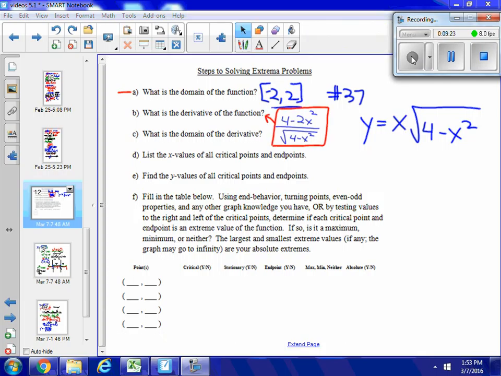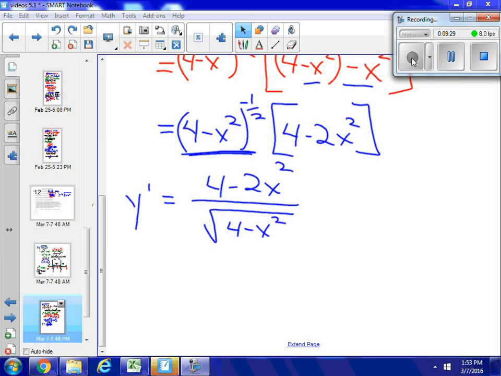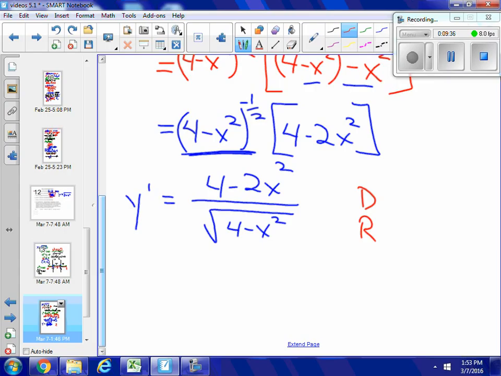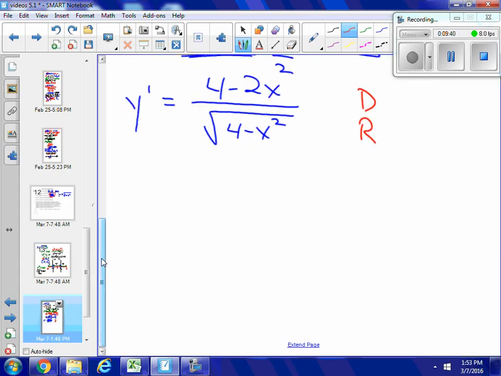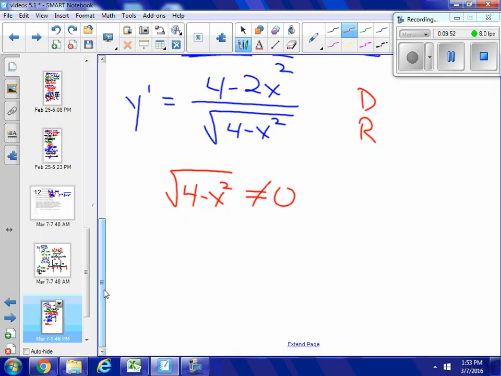Now part C says, what is the domain of the derivative? Well, let's go back and take a look at our derivative. So what I see in my derivative is that I have both a denominator and I have a radical sign with an even index. So let's first look at the denominator. The denominator is the square root of 4 minus x squared, and that cannot be equal to 0. So how do I find that out? I'm going to square both sides.